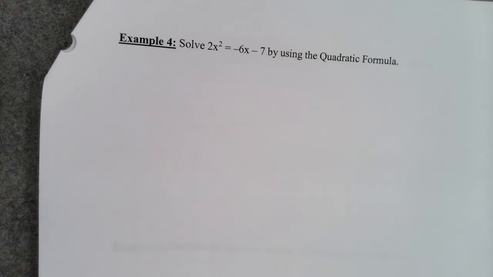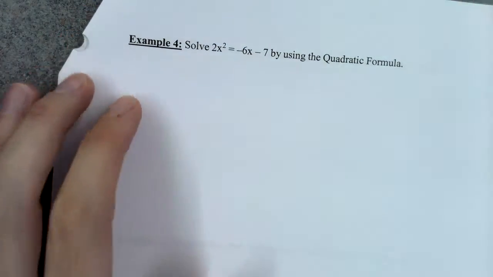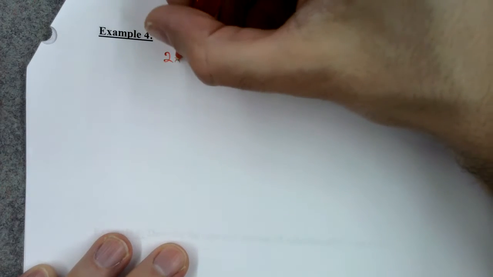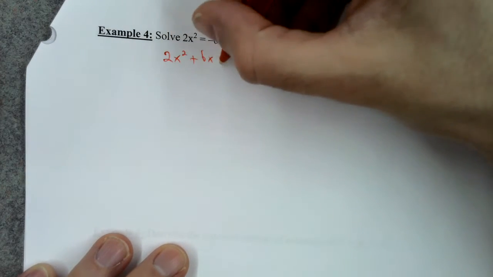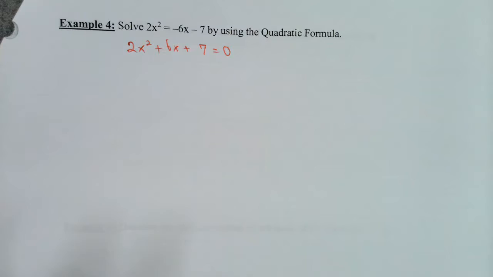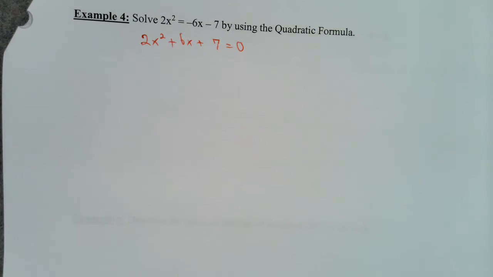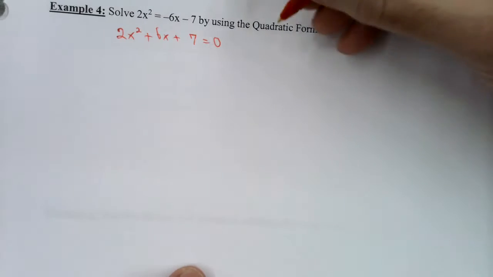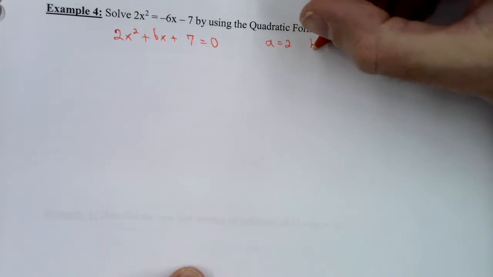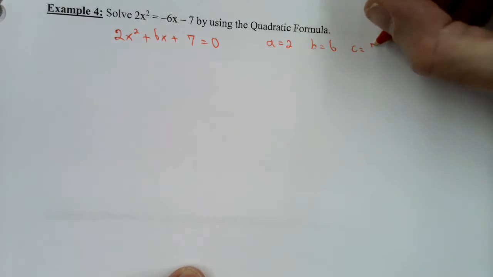Okay, this next example, get it equal to 0. I like to keep the x squared term positive, so I'll bring the 6x over, and I'll bring the negative 7 over. So I'll get 2x squared plus 6x plus 7 equals 0. What if you bring the 2x squared over that way, and you get negative 2x squared minus 6x minus 7? Well, you'll have the same final answer in the end. But for me, I have a equals 2, b equals 6, and c equals 7.